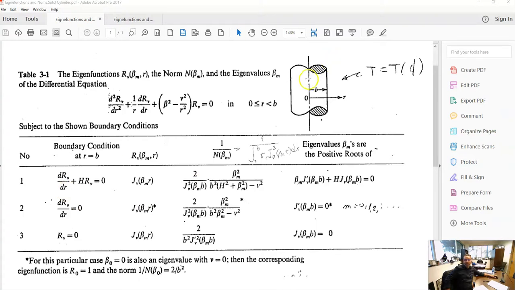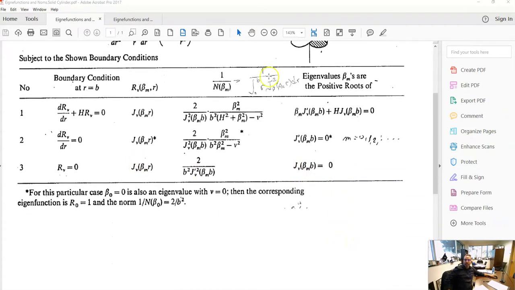And depending, in the case of the solid cylinder, whether the boundary condition on the outside periphery is third kind, second kind, or first kind, then the eigenfunction will always be the Bessel function of the first kind. The inverse of the norm is this, and the eigenvalues are those that actually satisfy these implicit equations. So basically, the roots of the Bessel function of the first kind of order nu, in all these cases.